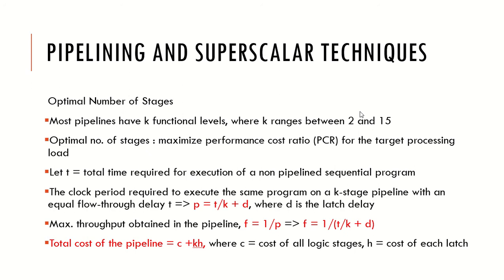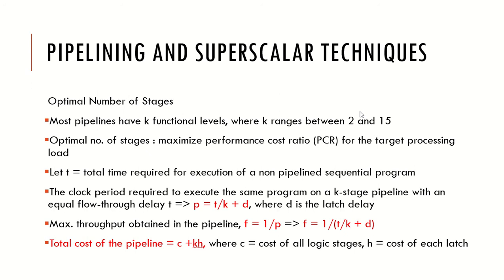Then the maximum throughput that you can achieve using this pipeline, f, is equal to 1 divided by P, where P can be expanded as T by k plus d. So f is equal to 1 divided by (T by k plus d). That is the throughput or performance of the pipeline. Now we have to talk about the cost incurred in the pipeline.